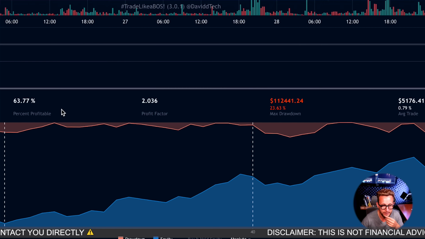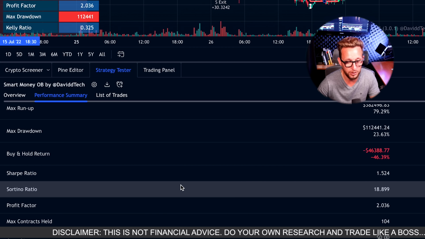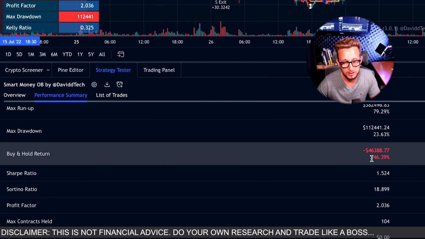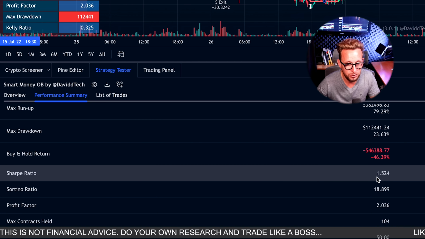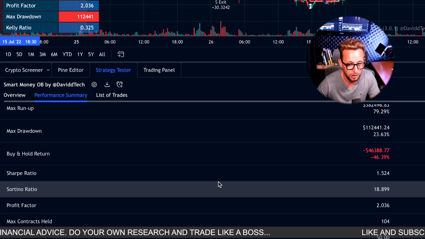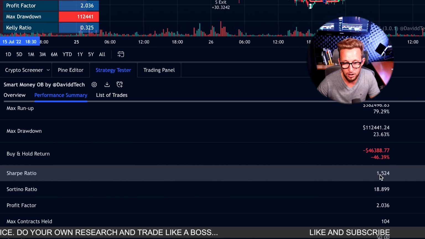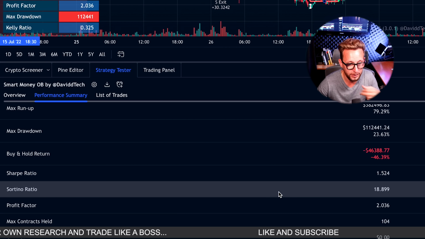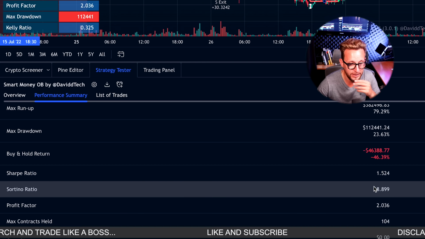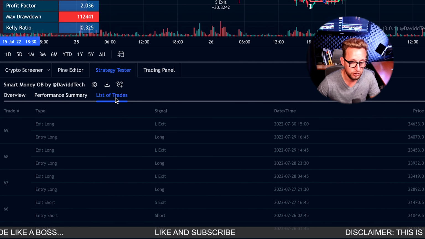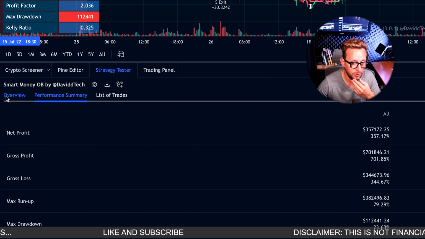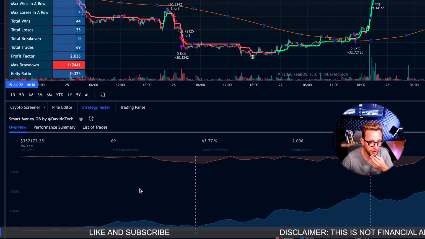As we always go through, we'd look at the Sharpe ratio. I personally consider that a trading strategy is tradable when it has a Sharpe ratio above 1. We are at 1.524 on this, and a Sortino ratio of 18, which is very, very good. List of trades is the same as the other one. So as you can see, everything looks good.